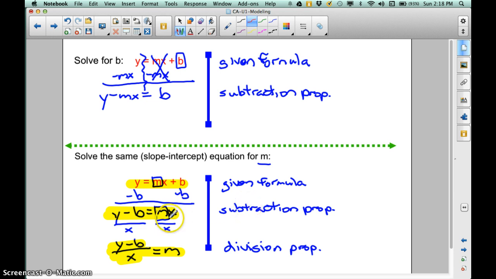Again, you're focusing on getting m by itself. x is being multiplied to the m, so you divide by x. And of course you have to do it to both sides. What you do to one side, you do to the other. Notice my big fraction bar with x underneath the whole thing, y minus b. So y minus b becomes my numerator, the top of the fraction, and x is the denominator, the bottom of the fraction. Over here with the m, x over x cancels, and that's how we got m by itself. We got there by dividing, so division property. I hope you did well.